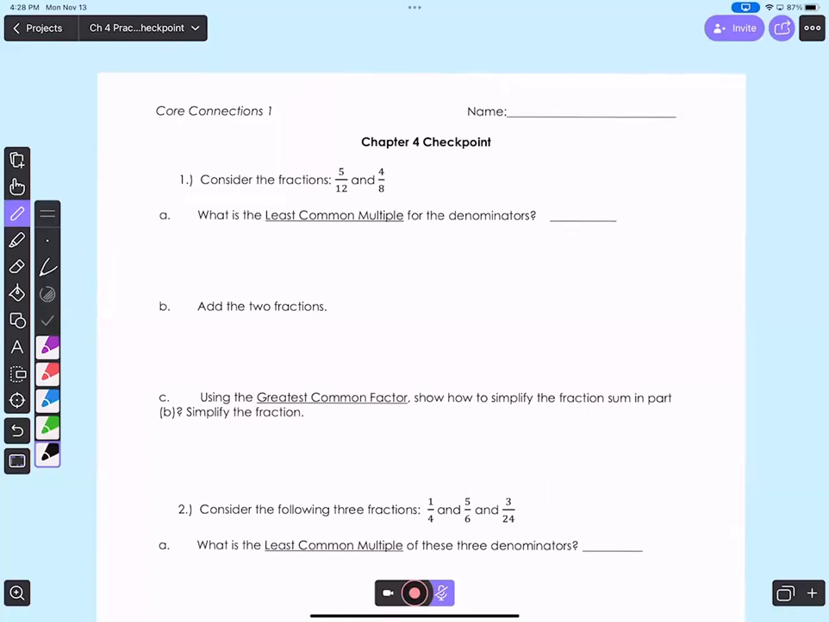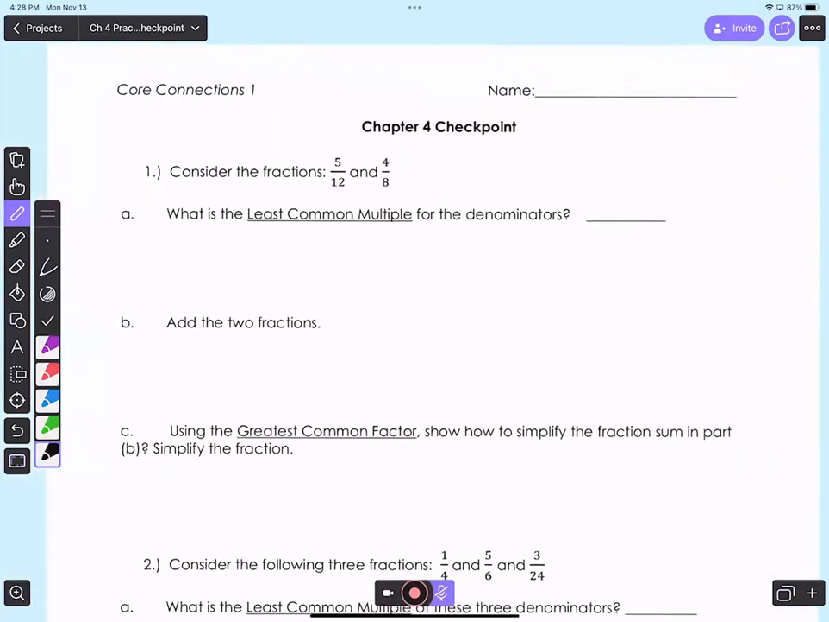This is a video to help you prepare for the Chapter 4 checkpoint quiz if you're not feeling ready yet or you want some extra practice. So what I would suggest is you write out these fraction problems yourself and do them with me. Pause the video, try them yourself, then hit play and make sure you're doing it correctly.